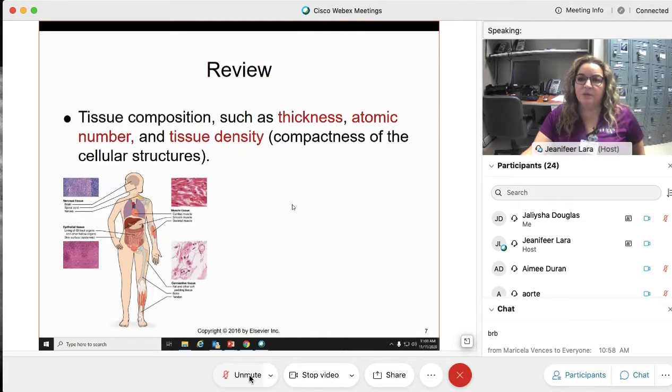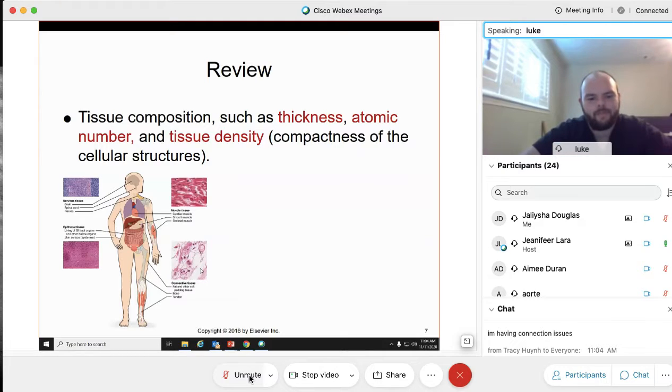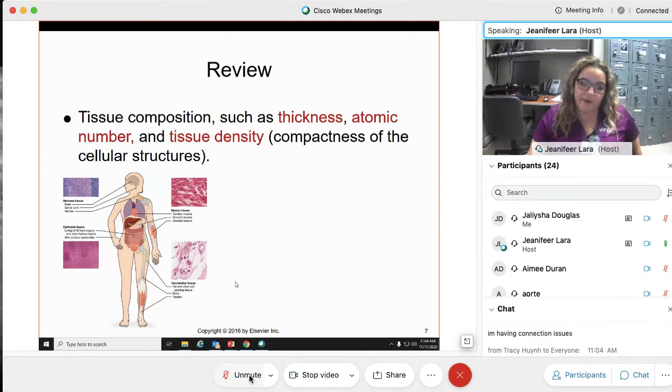I'm sorry, let me call on someone. Luke. Are we likely to have more photoelectric absorption or Compton scattering in the bone? I can't hear you, Luke. Luke, unmute for me. Is it Compton? Okay, think about it. Oh, wait, no, photoelectric. There you go. It's likely going to deposit all of its energy, right?